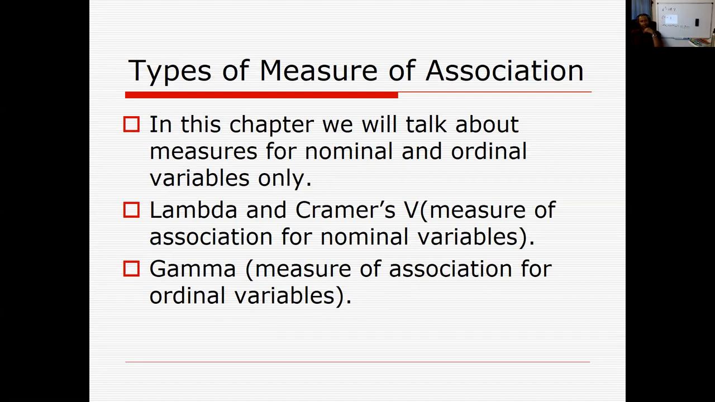I've been talking a lot. Does anybody have any questions about this? This will be something you're going to be tested on. So this is just something you need to memorize. Lambda and Cramer's V for nominal variables, gamma for ordinal level variables.